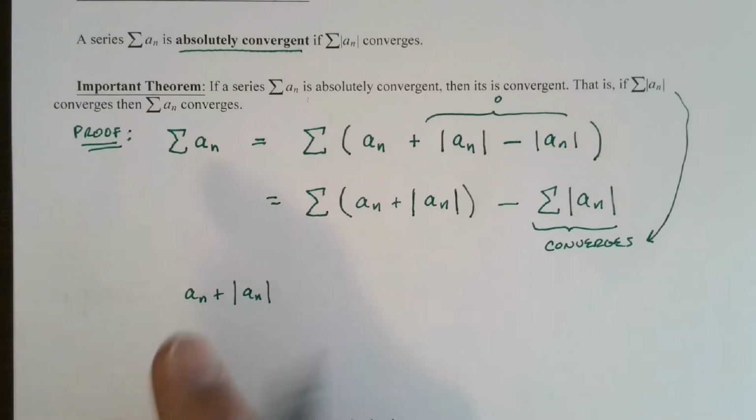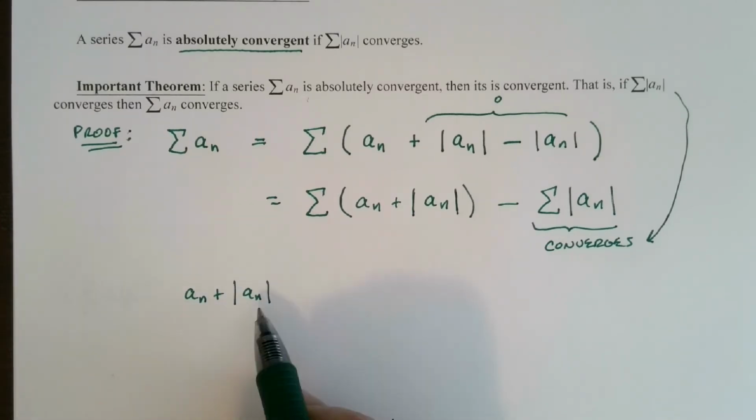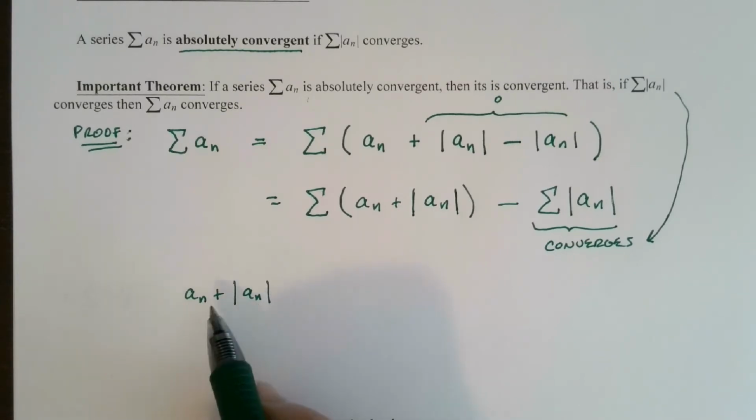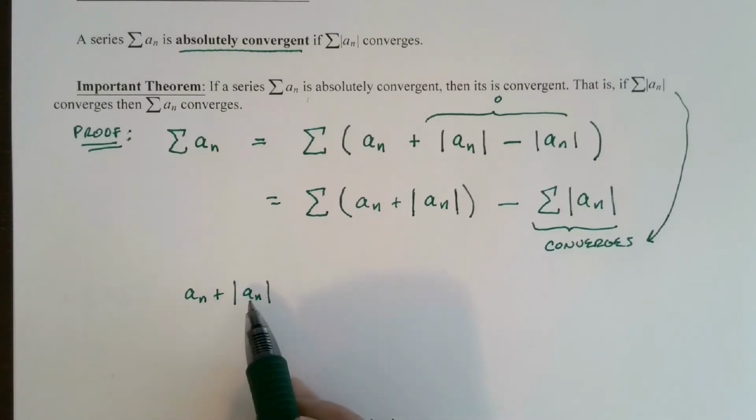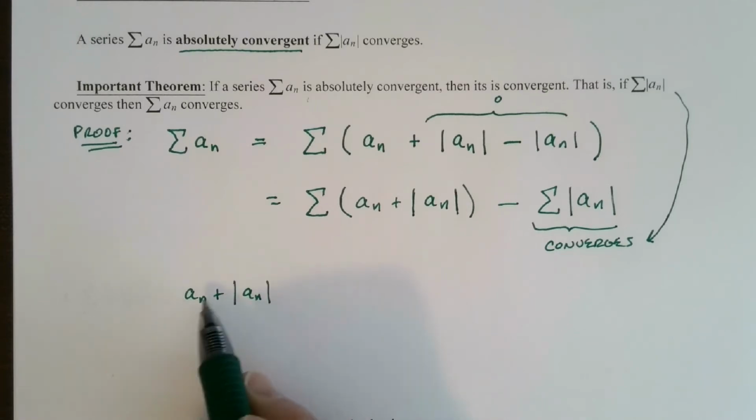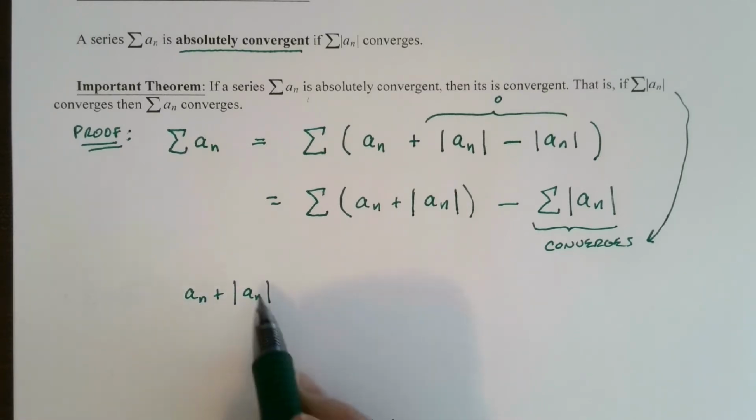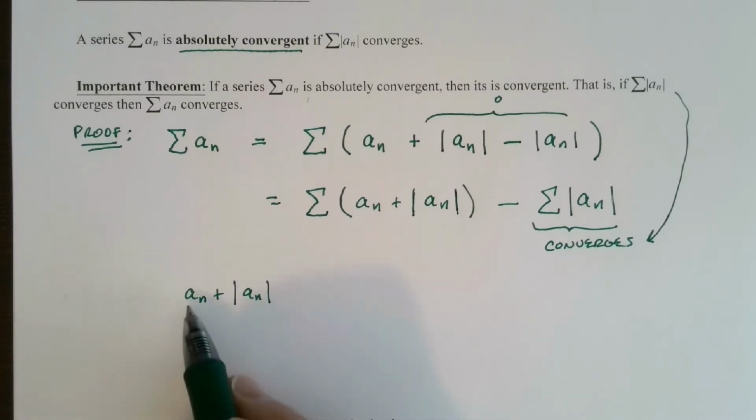So if this is negative 1/3 right here, what's the absolute value of negative 1/3? Positive 1/3. What's negative 1/3 plus 1/3? It's 0. Okay, and so if this value here is negative, essentially this thing is going to be 0. What if this thing is positive?